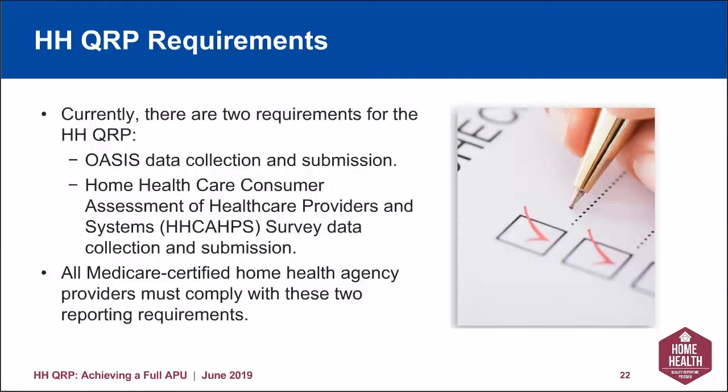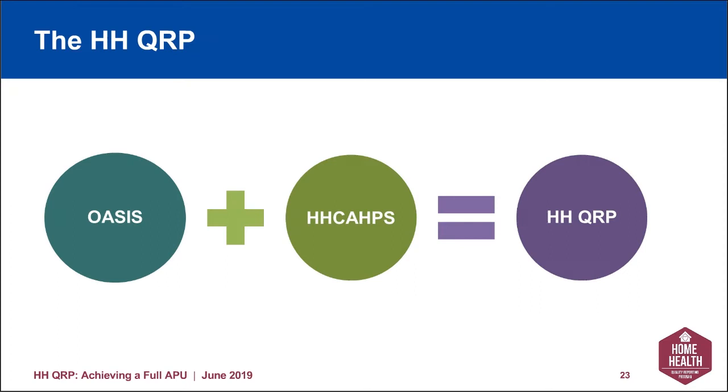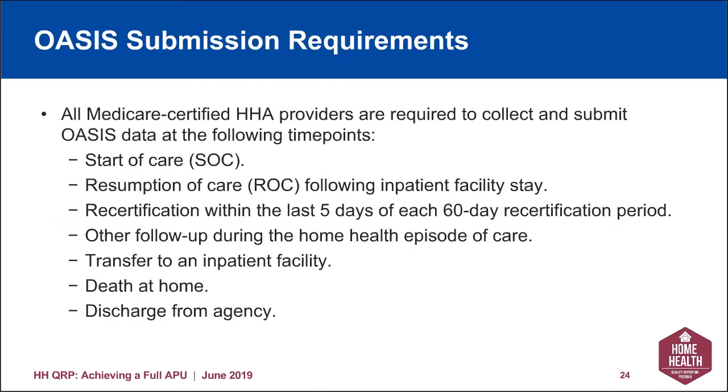When we talk about the home health quality reporting requirements, it's important to note there are in fact two requirements. The first requirement is the OASIS data collection and submission, and the second is the CAHPS survey data collection and submission. Medicare certified home health agencies must comply with both of these reporting requirements. This graphic displays the components of the Home Health Quality Reporting Program, or the HHQRP. As we have noted, the Quality Reporting Program includes both the OASIS and the CAHPS. Compliance with both of these components is necessary to meet the program requirements.